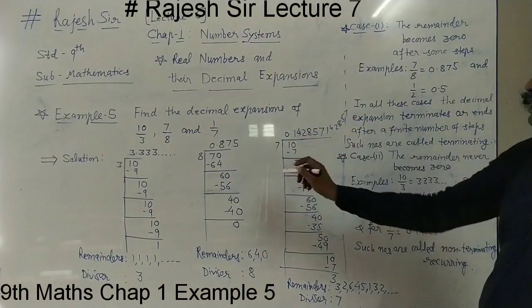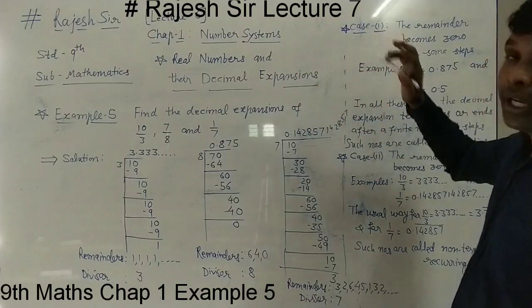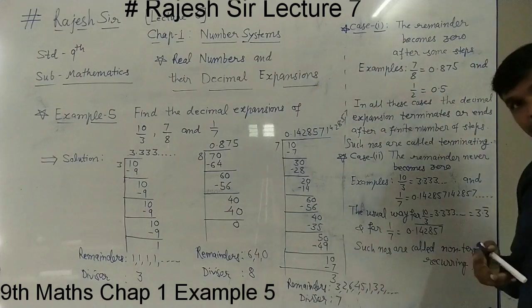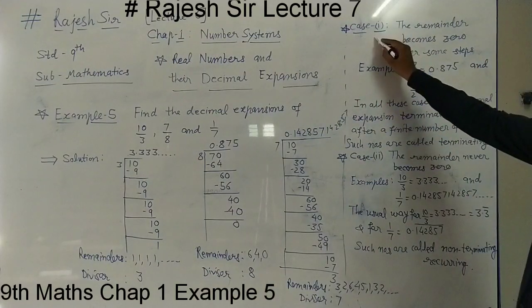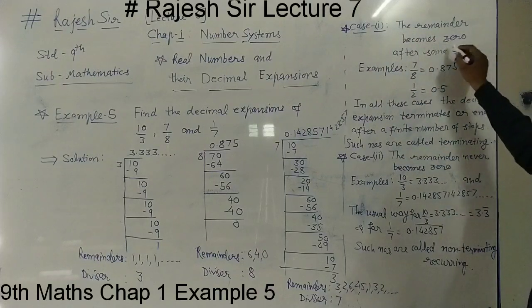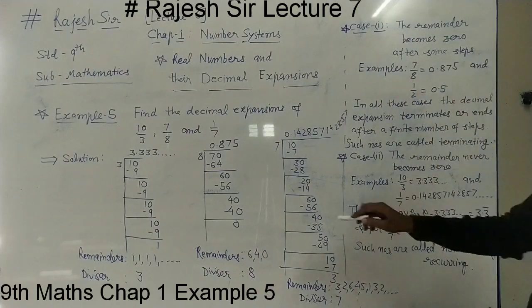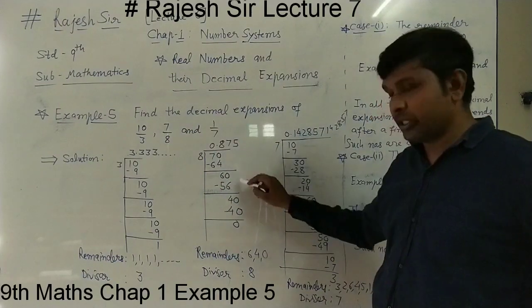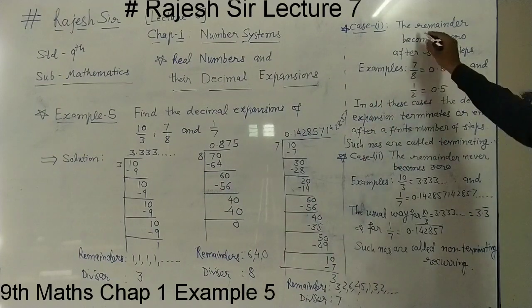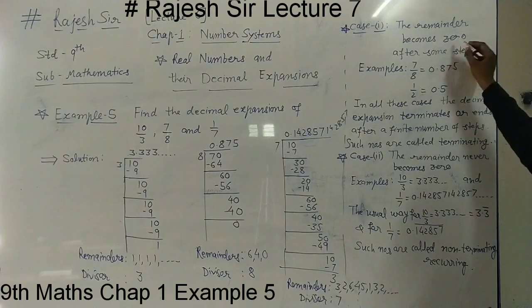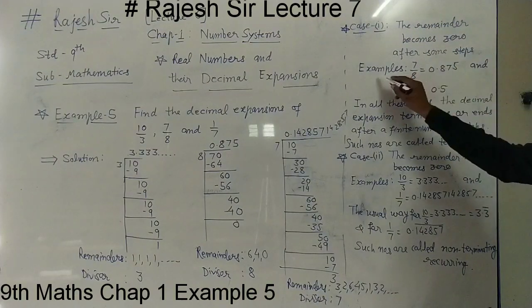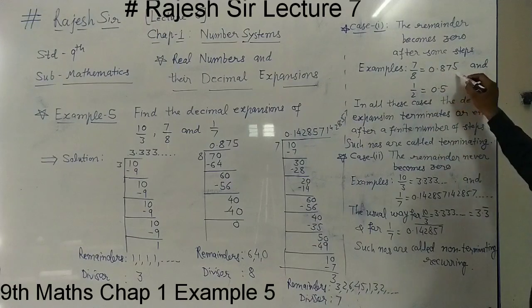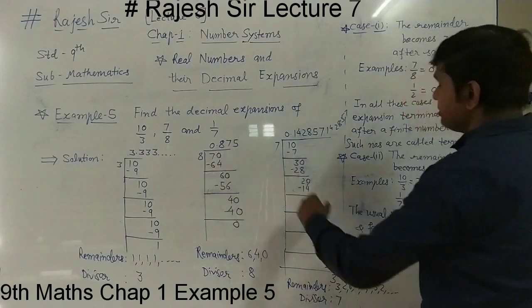So from this, we notice we have two cases here and two definitions also. Case 1: the remainder becomes 0 after some stage, like in this second number example, 7 by 8, in that we got 0 after some stage. Example 7 upon 8 is 0.875, and we got its decimal expansion.